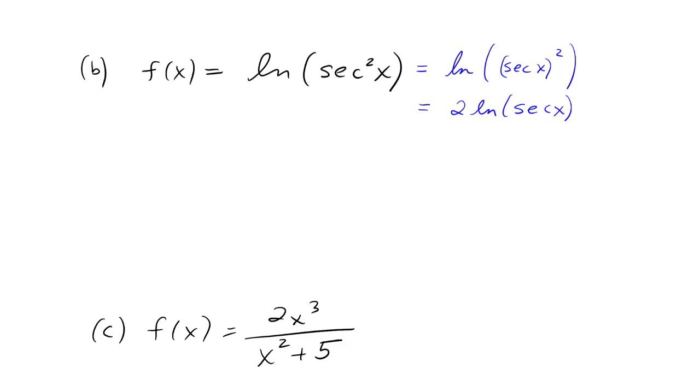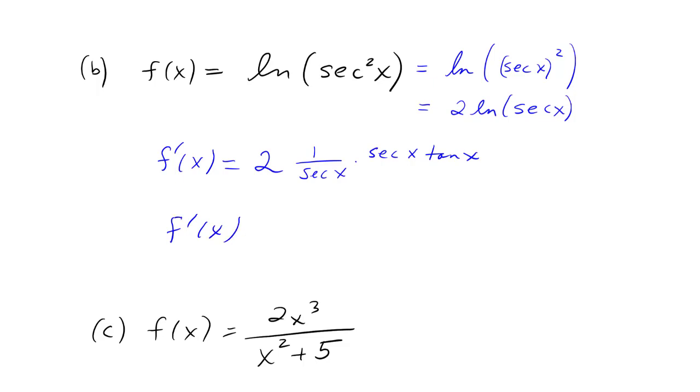and take the derivative because I have a constant multiple 2, and then I have ln of secant x. So that would be 1 over secant x times the derivative of secant x, which is secant x tan x. And what I see is that the secant x's cancel, and I get 2 tan x. All right.